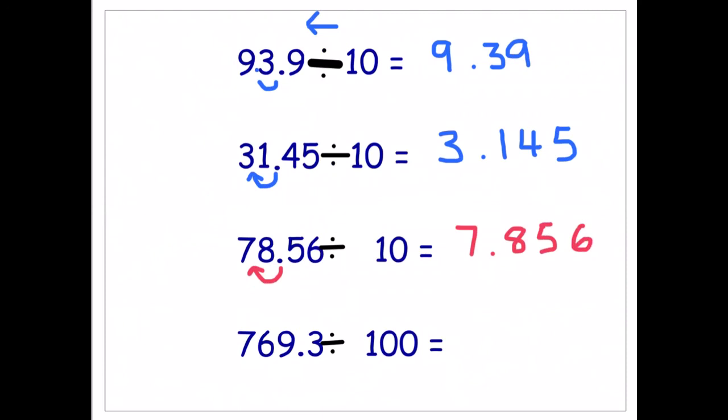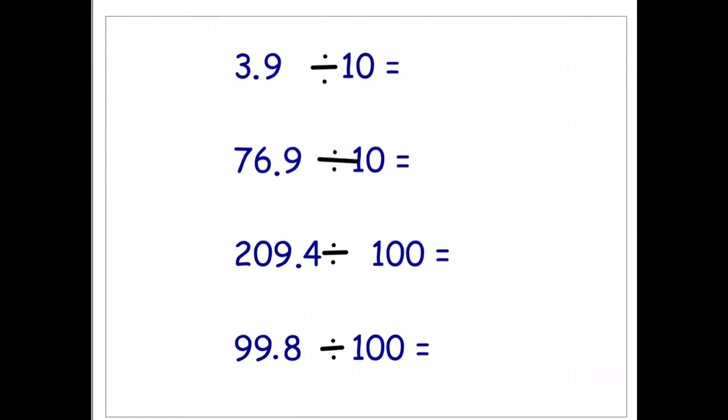And our final question, we're dividing by 100, so our decimal point is still going left, but this time it's going left twice. 1, 2, giving me an answer of 7.693. Here are 4 further questions that I would like you to try and then come back and check your answer.